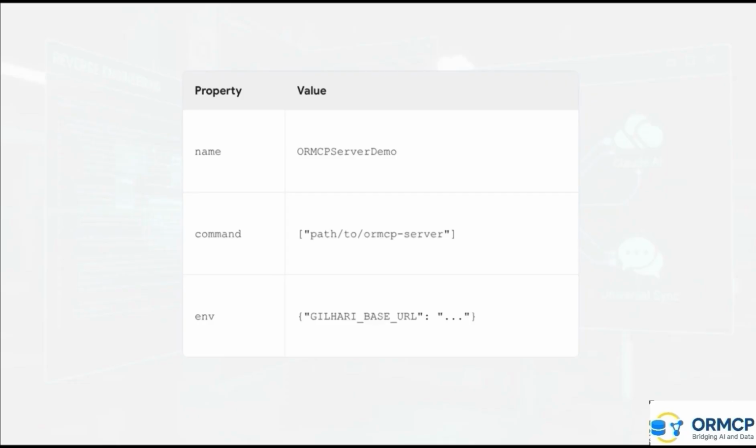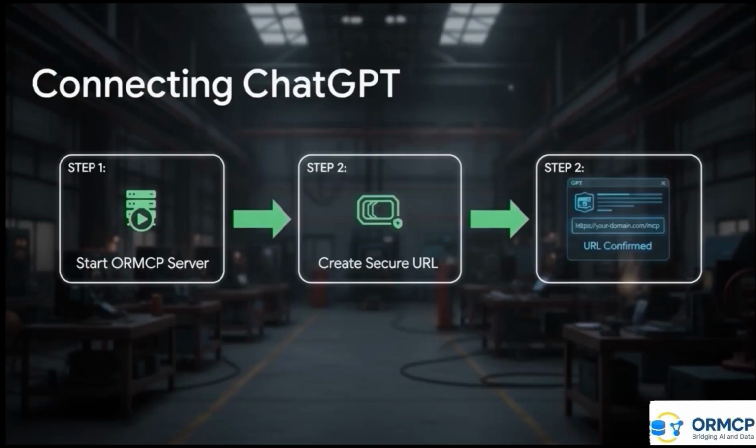So let's start with Claude. And look how ridiculously simple this is. You just open up a single configuration file, claude-desktop-config.json, and you add this little block of code. You give it a name, you point it to the ORMCP server command, and then, most importantly, you set one environment variable that tells it the URL of our running Gilhari microservice. That's it, you're done.